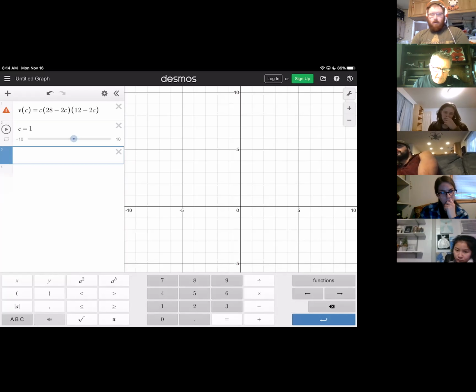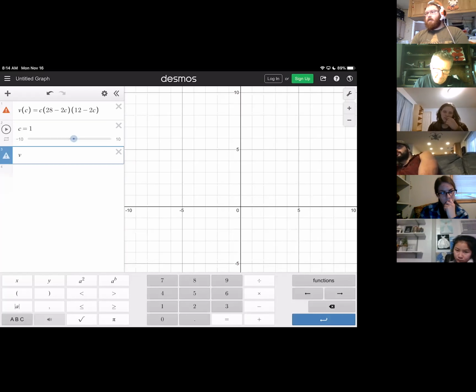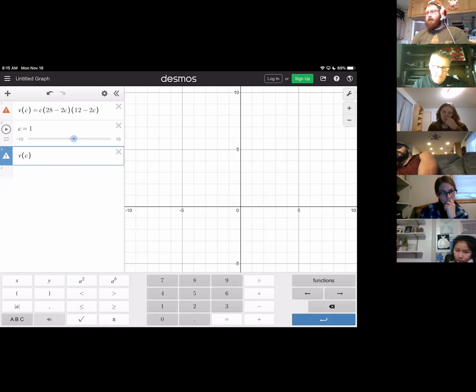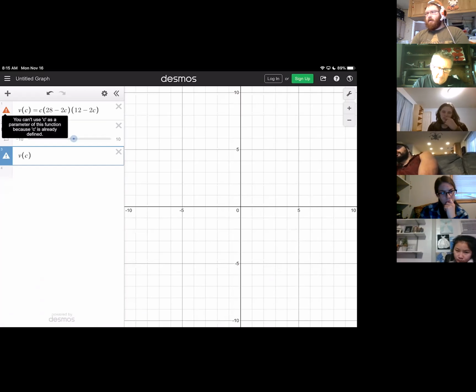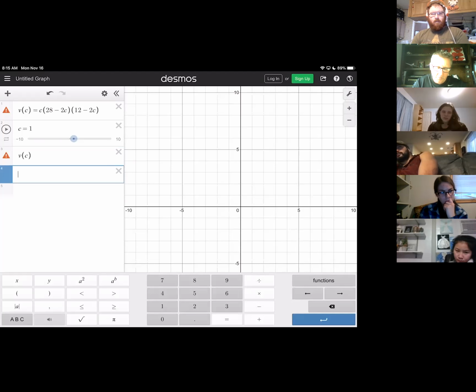Let's see, is it liking it? It's throwing up something saying it doesn't like this, and we'll see why in a second. It's fun to play around. So it doesn't like that. It doesn't like V of C. Does it say why? You can't use C as a parameter of this function because it's already defined. Why can't I do that?